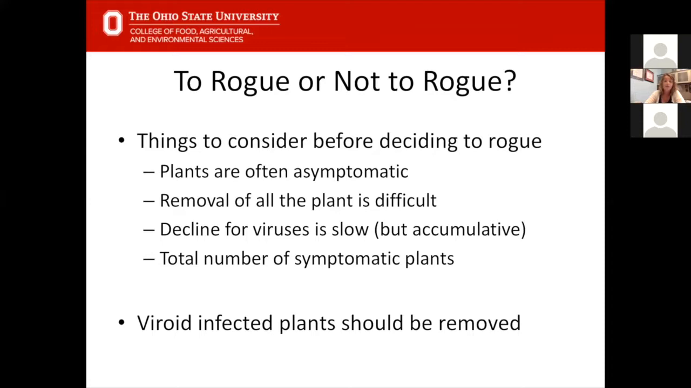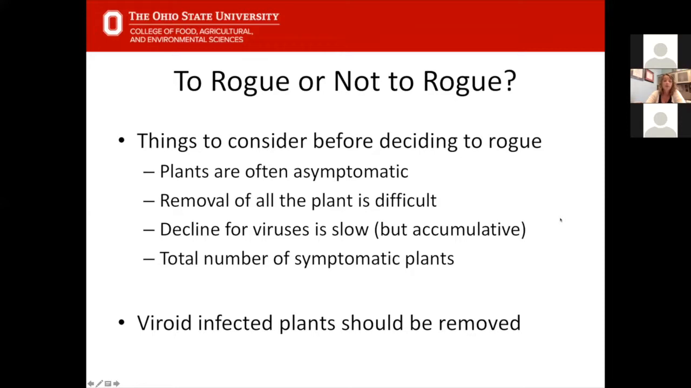So remember that plants are often asymptomatic, and so if you decide that you're going to pull the plants and one has a symptom and one doesn't have a symptom, do you pull both, or do you only pull one? Just because you're not seeing the symptoms doesn't mean that they're not all throughout your hop yard. It's also very difficult, as you know, with hops to remove the entire plant. Getting all the rhizomes and the roots and all of the leaders out can be very difficult, but that's really what you would need to do if you decide to rogue.